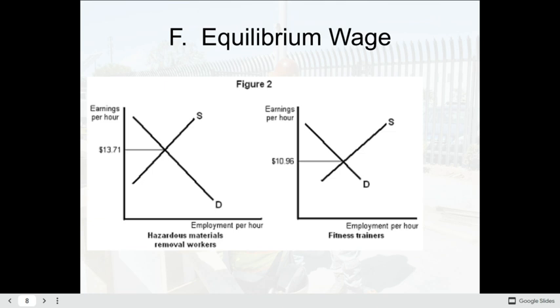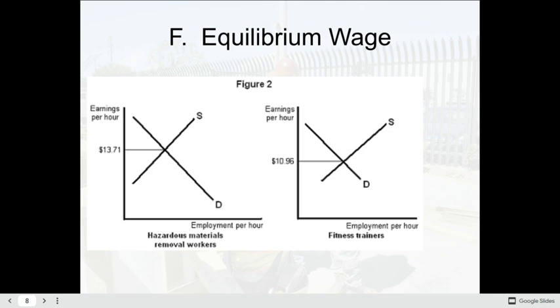And just to show you the wages and how they work, whenever we plot supply and demand, we'll learn more about this later, you can graph them, and supply always goes from bottom left to top right, and demand always goes from top left to bottom right. And wherever they intersect is what we call the equilibrium, in this case, an equilibrium wage. So fitness trainers, there is going to be a large supply of people that can be fitness trainers. And so because of this, the wage is going to be 1096.